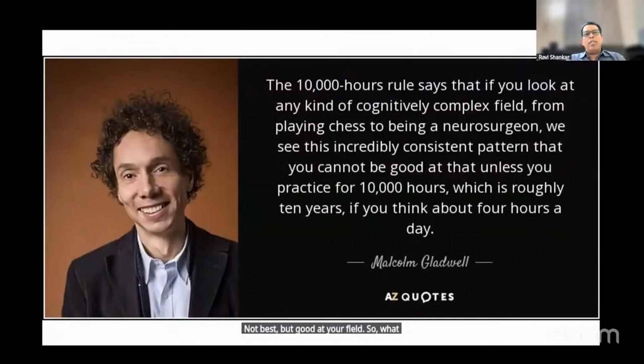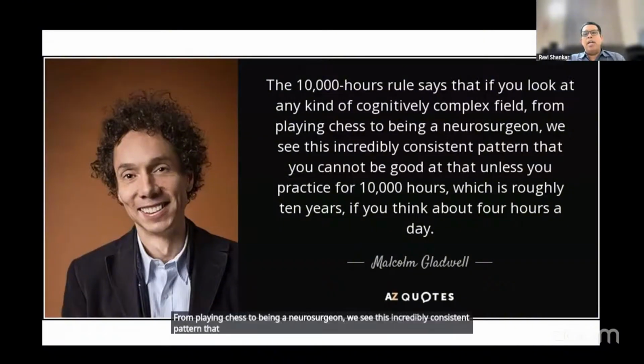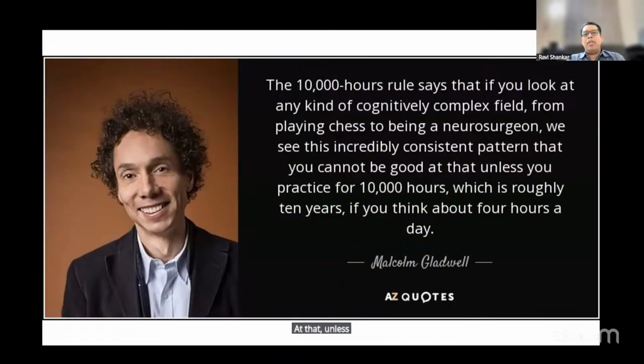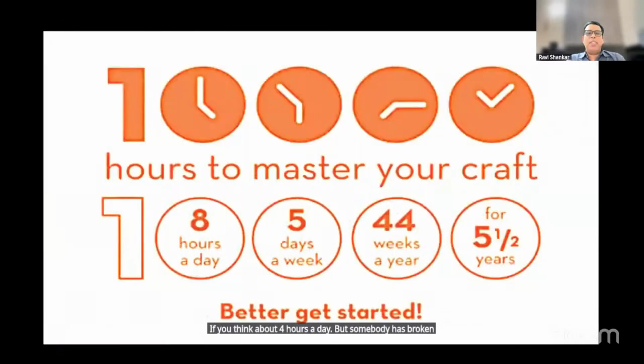So what is the 10,000 hour rule? It is a rule that says that if you look at any cognitively complex field, from playing chess to being a neurosurgeon, we see this incredibly consistent pattern that you cannot be good at that unless you practice for 10,000 hours, which is roughly 10 years if you think about 4 hours a day. But somebody has broken it down much further. For example, 18 hours a day, 5 days a week, 44 weeks a year, then it comes down from 10 years to 5.5 years. So better get started. Thank you very much.